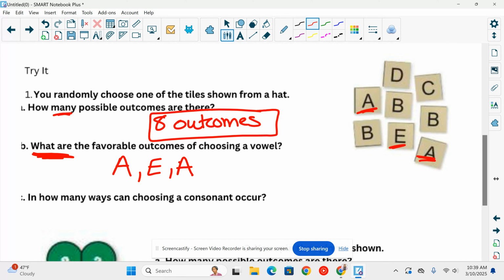And how many ways can you choose a consonant? Okay, so it says how many ways, so it's going to be counting. Well, consonants are not vowels, so how many are not vowels? 1, 2, 3, 4, 5. 5 ways.